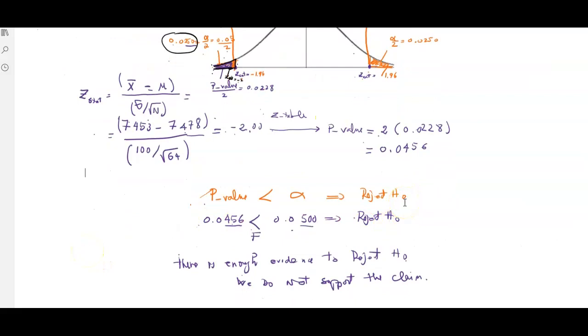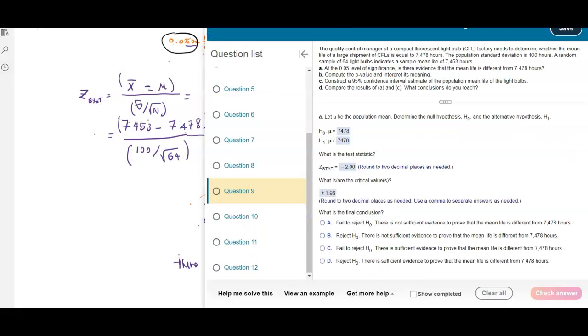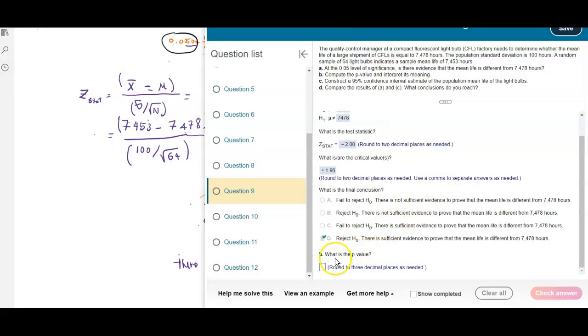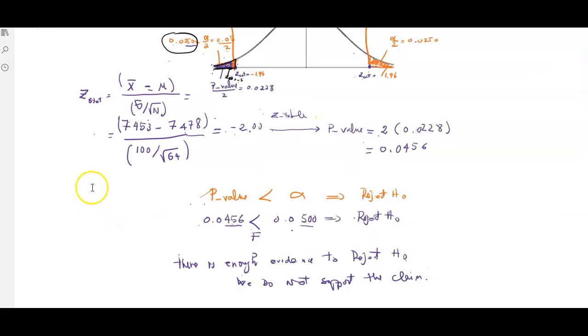And check. Now the conclusion: we said we're going to reject H0. Do we have enough evidence? Yes, we do have enough evidence, so we are not failing to reject. We are rejecting H0 here, either B or D. B says there is not sufficient evidence, and that would be wrong. And D says there is sufficient evidence, and that's what we are looking for. So that's going to be the answer: reject, sufficient evidence.